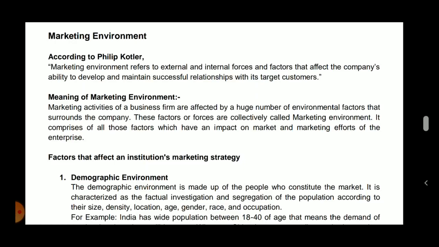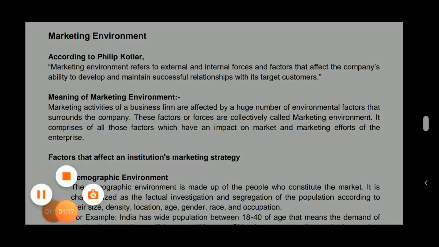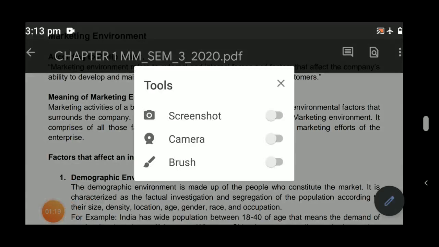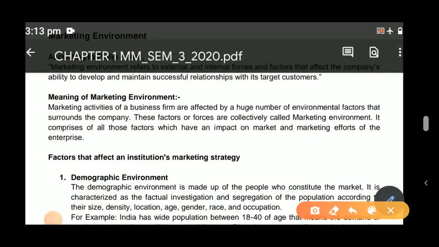First, the definition of the marketing environment. According to the famous author Philip Kotler, marketing environment refers to the external and the internal forces and factors that affect the company's ability to develop and maintain successful relationships with the target consumers. So from the very first lecture and the definition, as we know, marketing is all about the relationship with the consumers, the target consumers.